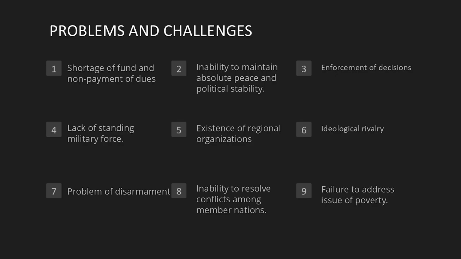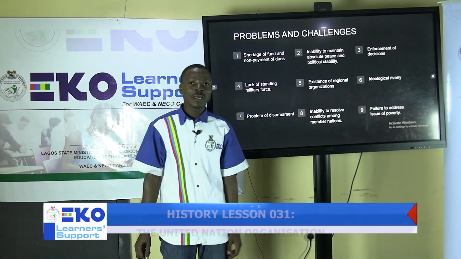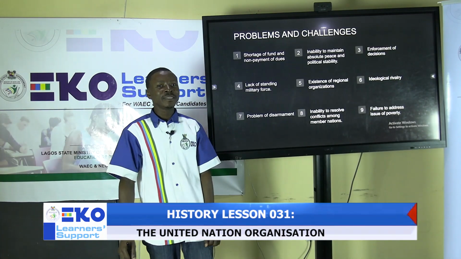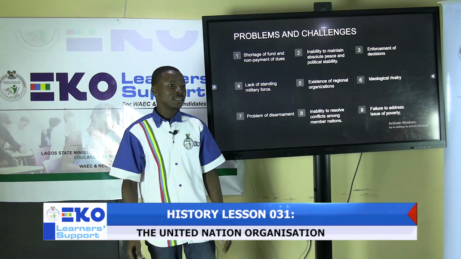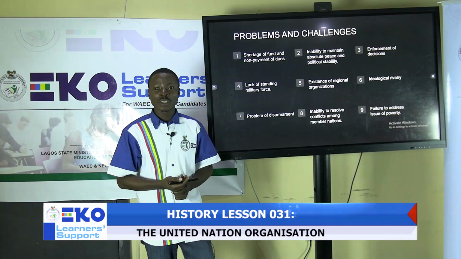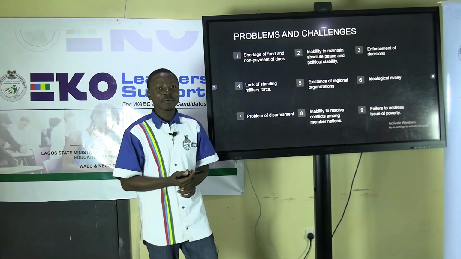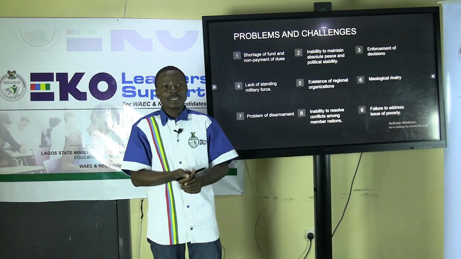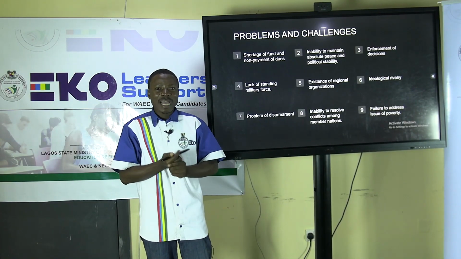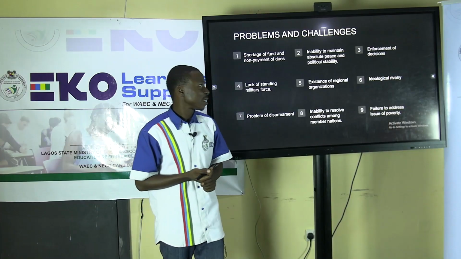Two, the inability to maintain absolute peace and political stability. There is still political instability all around the world. There are several wars that are still being waged by countries. For example, the Vietnamese war and the war currently going on between Russia and Ukraine are examples of this political instability and of the absolute peace that is not being achieved by the United Nations.